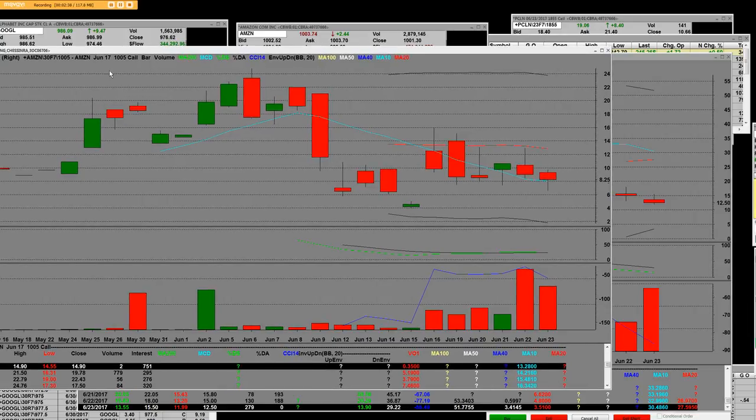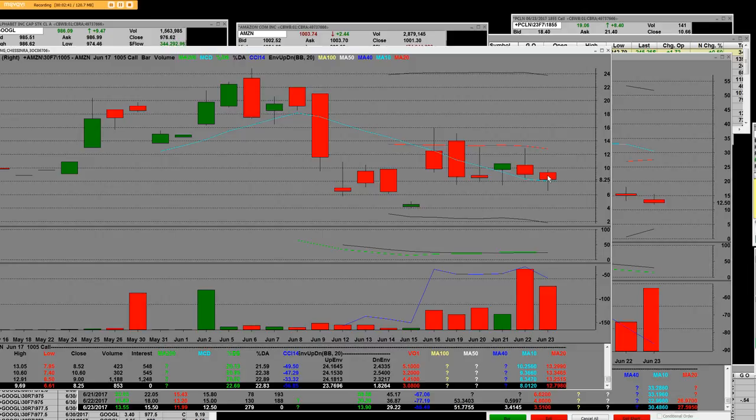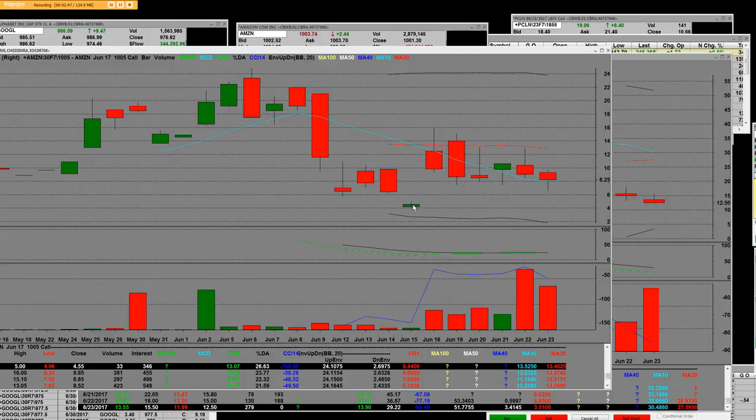All right, so here's what we're going to look at. This is going to be the $1,005 call, and we had a low on Friday of $6.61. Now, when this side of the market was totally deflated on 6-15, we bought the puts. They popped them right back up here on the open at $16 was a high, and we came out.